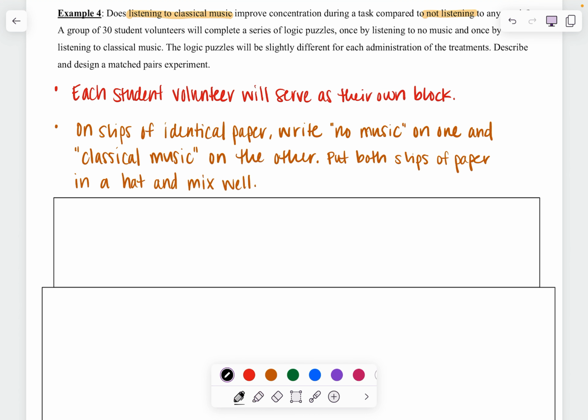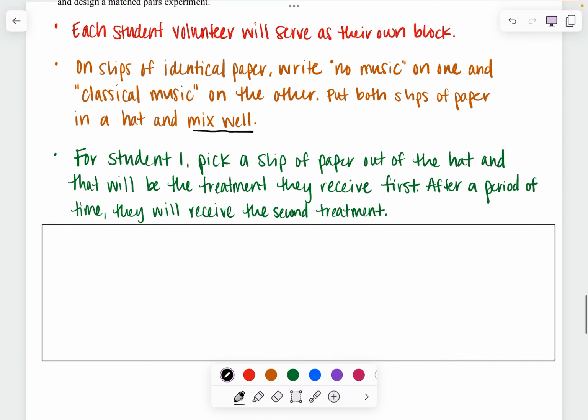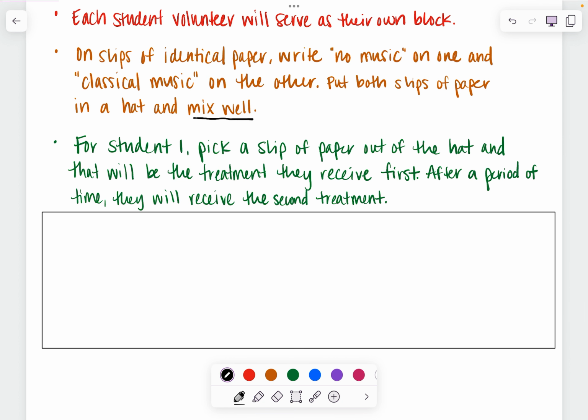The big thing, the heartbreak of the season, is if you do not write the words mix well, they will not give you credit for your random element. You have to be mixing the hat. And I will say it again when I'm picking my second option, but you have to indicate that the hat is being mixed up.